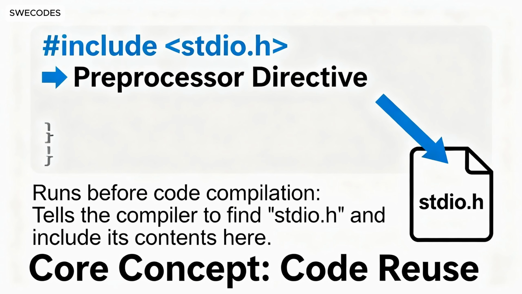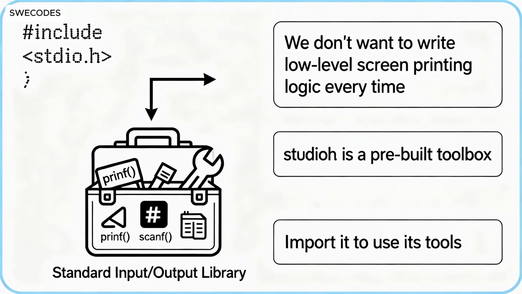Line 2, #include <stdio.h>. This is a preprocessor directive. It's an instruction that runs before your code compiles. It tells the compiler, go find the file named stdio.h and include its contents right here. This is the core concept of code reuse. We don't want to write the low-level logic for printing to a screen every time. stdio.h stands for the Standard Input-Output Library. It's a pre-built toolbox, and we're importing it to use one of its tools.